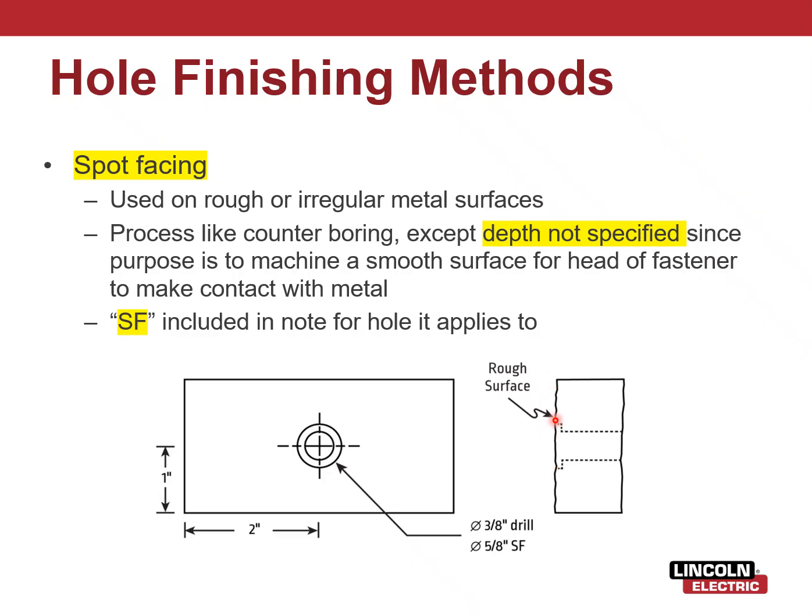So if you have a really rough surface, sometimes you'll spot face it, which just means you're trying to get a flat spot in there so that the bolt will sit flush on the surface to maximize that tensile strength when you start sandwiching this to another part over here. All right, and that's going to be denoted as SF. So we have a 3/8 diameter hole drilled, and then a 5/8 spot face so that that bolt head has something flat to rest on.